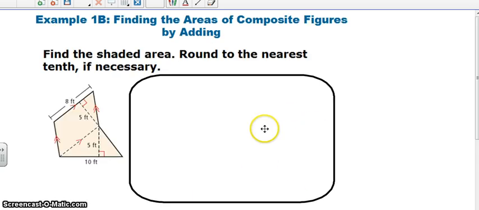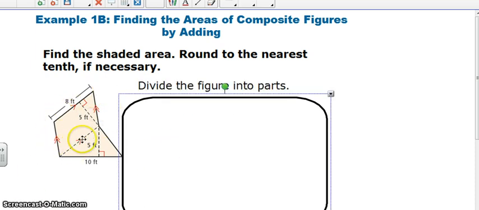Okay, find the shaded area. How are you going to view this composite? Are you going to find a parallelogram? Are you going to find a trapezoid, triangles? So make a plan. Please make an overall plan, and then find the areas that you're looking for, combining them to give you the complete area.